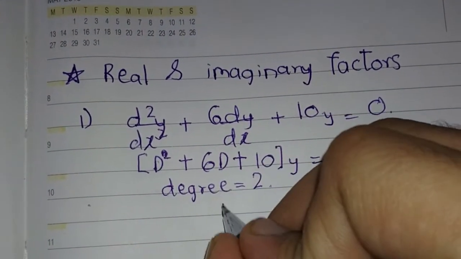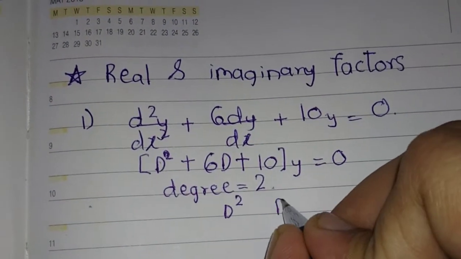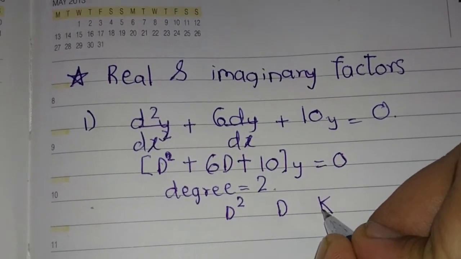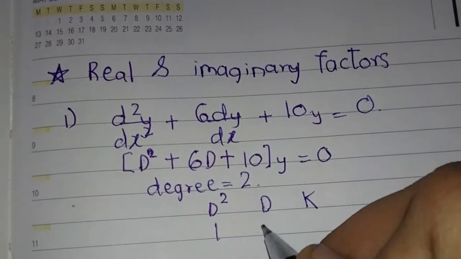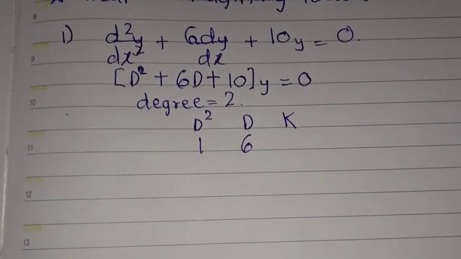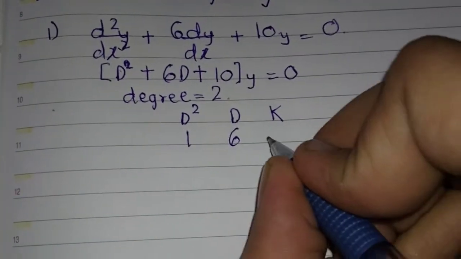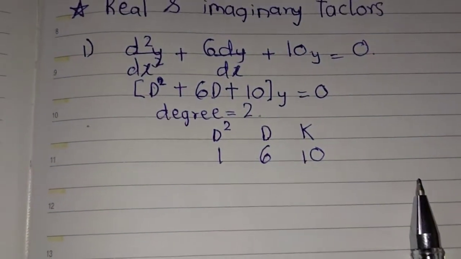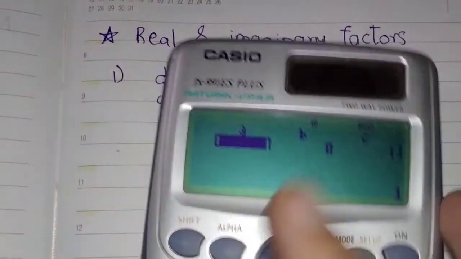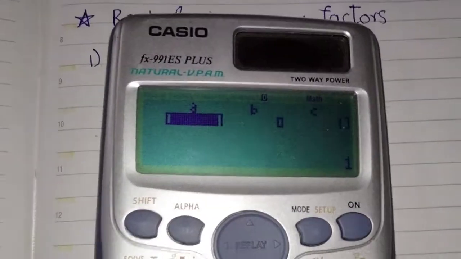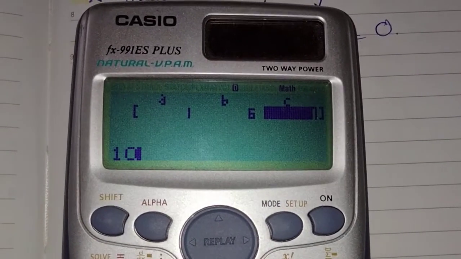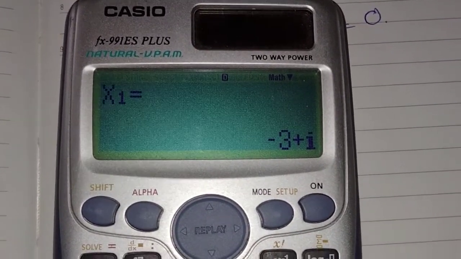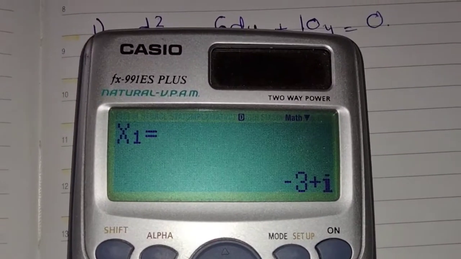Now writing here d square, d and k. What's the value of d square? It is 1. What's the value of d? It is 6. And what's the value of constant? It is 10 here. Putting the same values in the calci, we'll get 1, 6, 10. We got minus 3 plus i and minus 3 minus i.